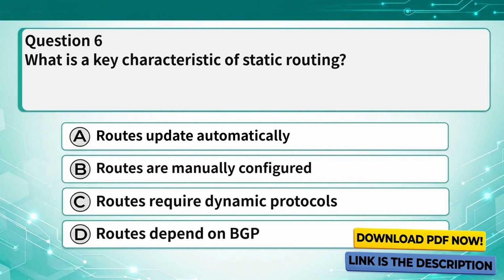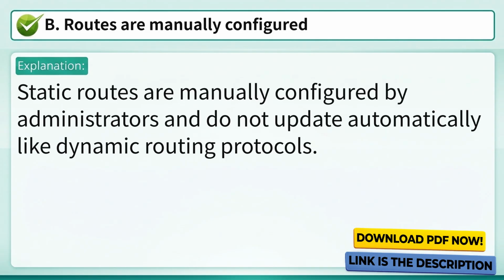Question 6. What is a key characteristic of static routing? A. Routes update automatically. B. Routes are manually configured. C. Routes require dynamic protocols. D. Routes depend on BGP. Correct answer, B. Routes are manually configured. Explanation: Static routes are manually configured by administrators and do not update automatically like dynamic routing protocols.